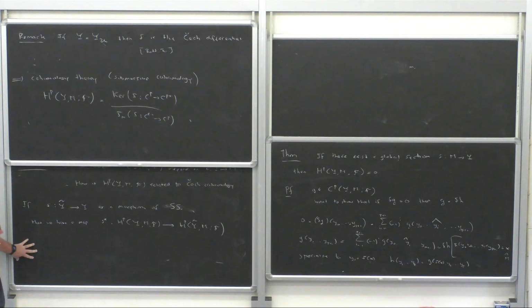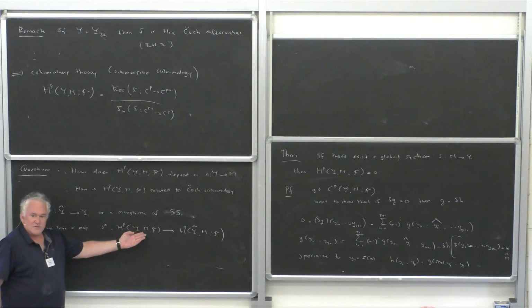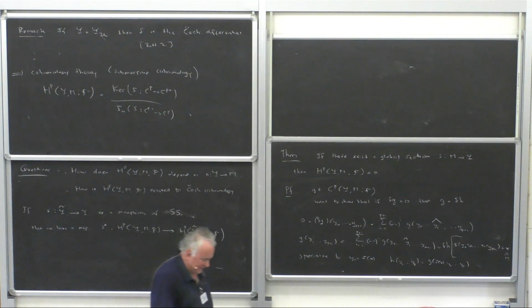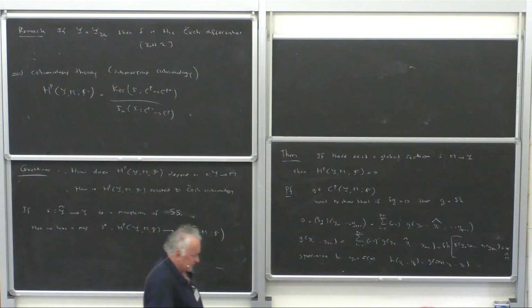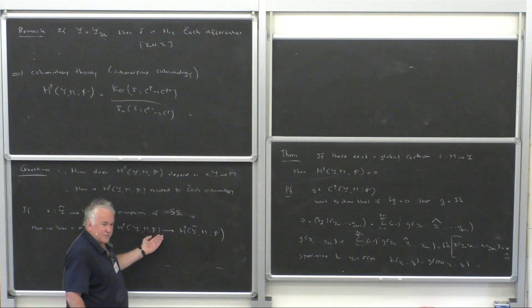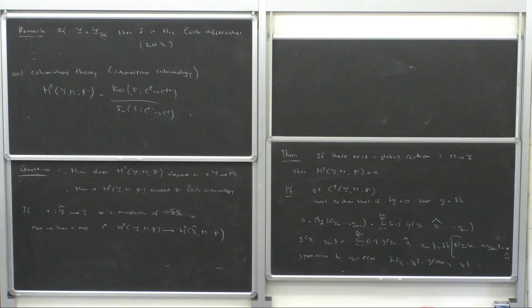My questions basically are statements about this map. When is this map an injection? When is it a surjection? Etc. So these are questions which I'd like to answer. It turns out that in general this map can fail to be injective. It can also fail to be surjective. So all possibilities are there.